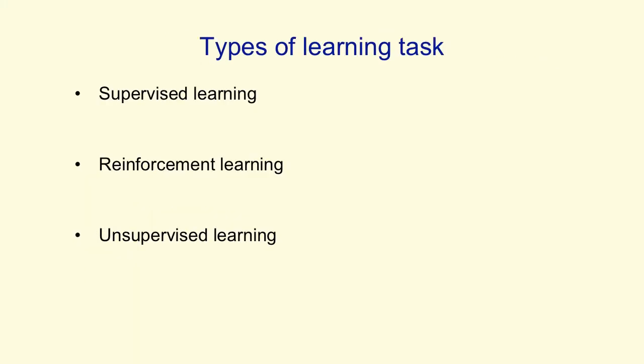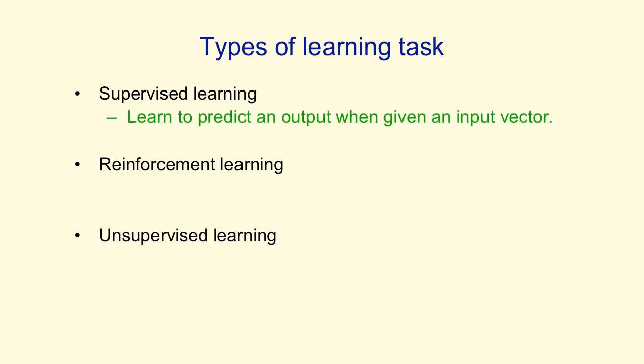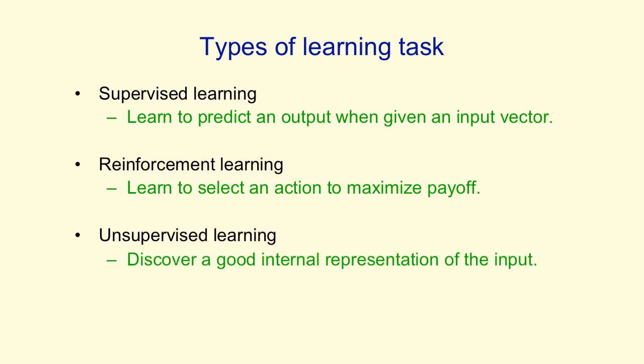Learning can be divided into three broad groups of algorithms. In supervised learning, you're trying to predict an output when given an input vector. So it's fairly clear what the point of supervised learning is. In reinforcement learning, you're trying to select actions or sequences of actions to maximize the rewards you get, and the rewards may only occur occasionally. In unsupervised learning, you're trying to discover a good internal representation of the input, and we'll come later to what that might mean.